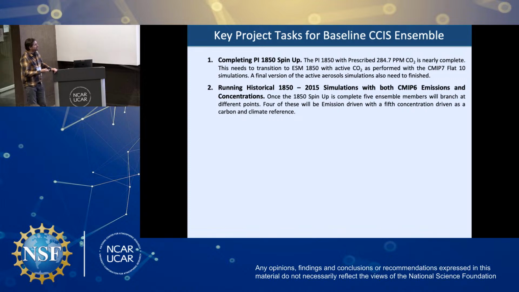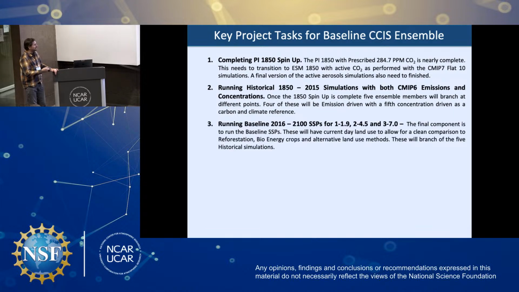Once we have the 1850 spun up for the Earth system model version of it, then we're going to transition to historical runs. The idea is to run 4 emission-driven historical runs plus a 5th concentration-driven run as a carbon and climate reference, so we can actually see how our ensemble of emission-driven runs look compared to a concentration-driven run.